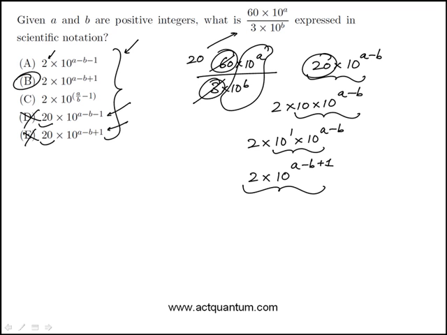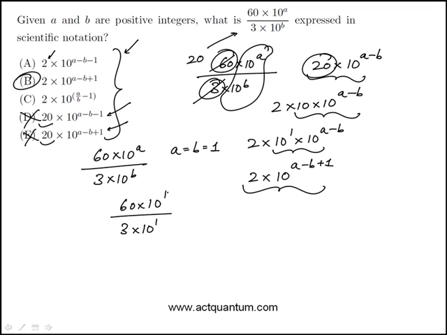You can also use specific values for A and B. And if you see a problem that has two different variables, you can still use the same value for both. I've noticed that students sometimes will choose two different values because they think A and B have to be different, but they could be the same. So for example, we could use A and B both equal to 1. In that case, this would become 60 times 10 to the 1 over 3 times 10 to the 1. Now these are the same, so they knock out, and we're left with 20.